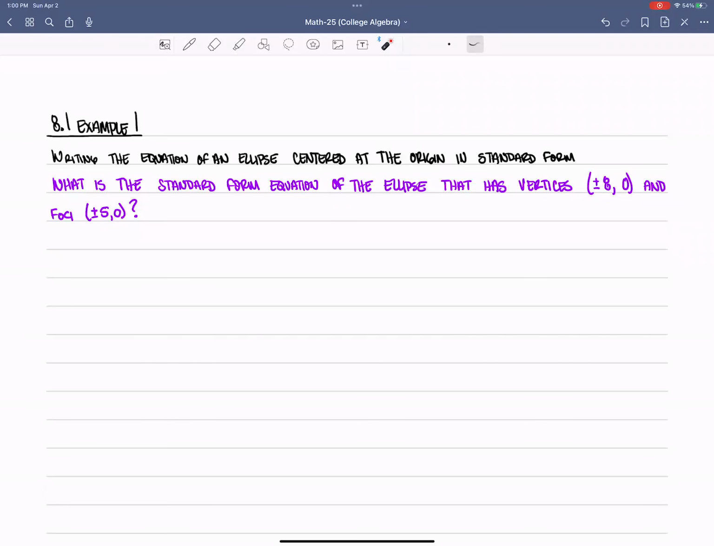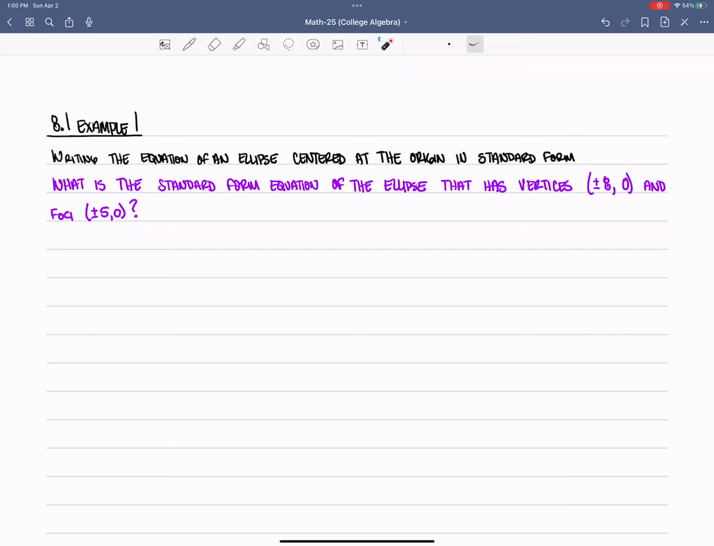Section 8.1, example 1, writing the equation of an ellipse centered at the origin in standard form. What is the standard form equation of the ellipse that has vertices at plus and minus 8, 0, and foci at plus and minus 5, 0?